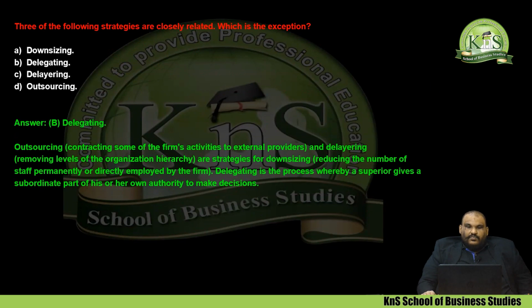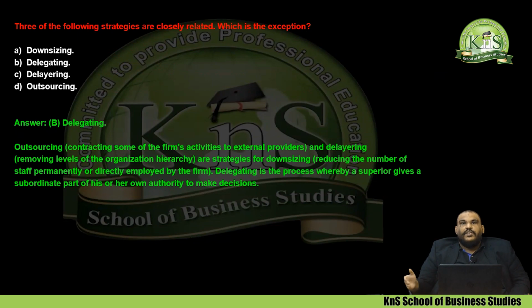Outsourcing is contracting some of the firm's activities to external providers. Delayering is the removal of hierarchy levels in the organization. Means you have the managers, then senior managers, then directors, then senior directors. So you cut all of these or some of these levels of management. That's called delayering. And downsizing, reducing the number of staff permanently. Downsizing means you are cutting the number of staff drastically. Okay. Delegating is the process whereby a superior gives subordinate part of his or her own authority to make decisions. Now, what is happening over here?